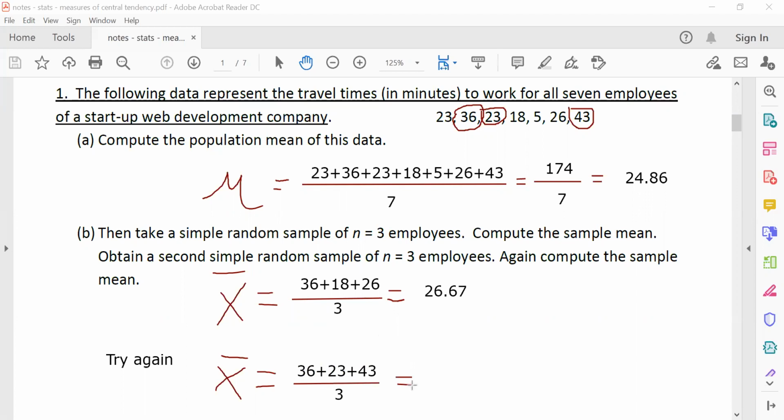Now let's see. 36 plus 23 plus 43. This one's going to come out a little larger. 34. Ooh. That's actually great because that illustrates a point. And it comes out to 34 exactly, no rounding necessary.